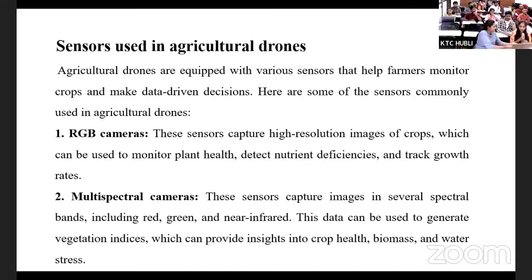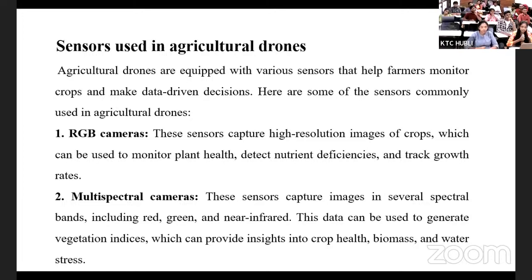Thank you, Priyanka. I'm explaining sensors used in agricultural drones. Agricultural drones are equipped with various sensors that help farmers monitor crops and make data-driven decisions. Here are some of the sensors commonly used in agricultural drones.